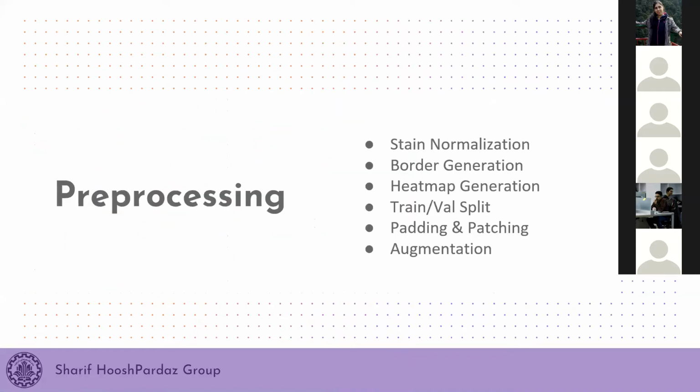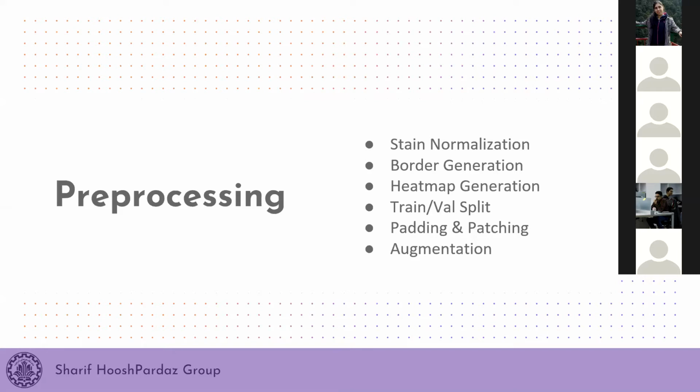So the first step is preprocessing. We applied these steps to the given data set. First, we normalized the colors in the slide, and then we generated borders for each cell in the slide. Next, we created a heat map to mark the essential parts of the slide. I will explain later how we use this heat map. Afterward, we split the data into a training and validation set, and then we added padding to slides and patched them. And finally, we applied data augmentation. So now I will dive deeper into each of these steps.